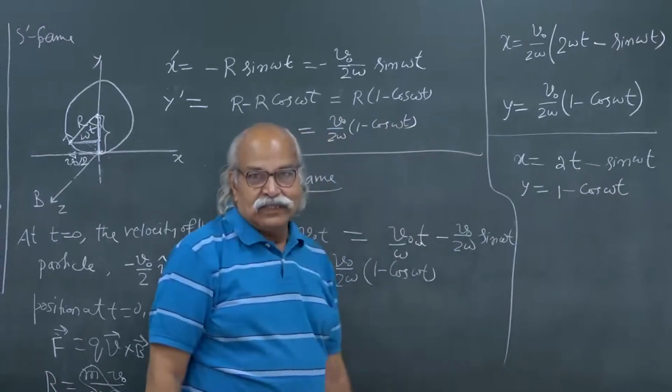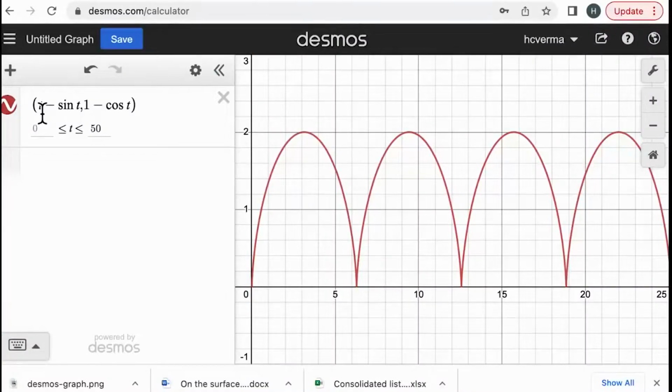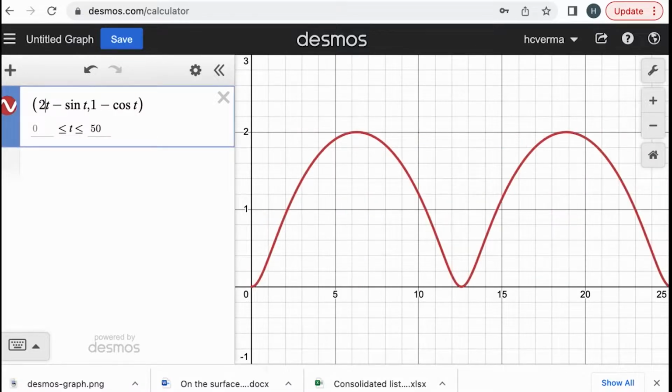So, let us go to Desmos. This is the old graph when our initial velocity was 0, and now let us change. We want to make it 2t minus sin t, and 1 minus cos t. So, the only thing I have to do is this t becomes 2t. This t becomes 2t, and see the change in the graph, see the change in the pattern.